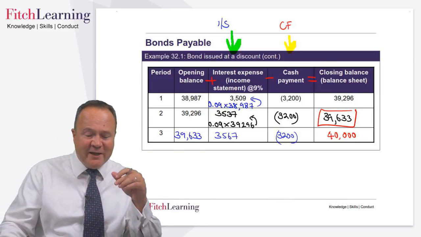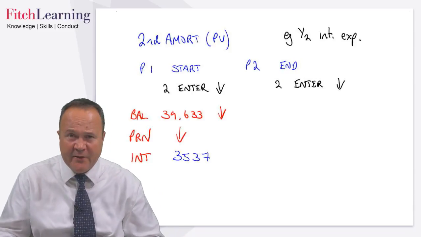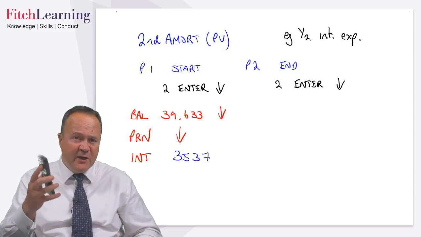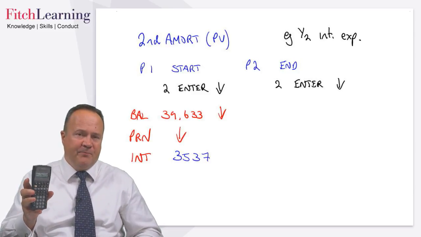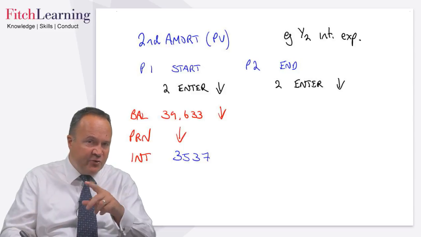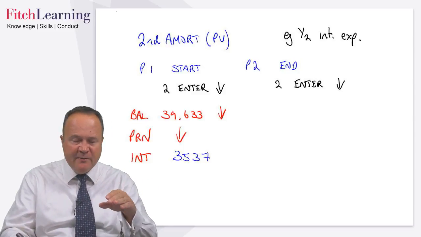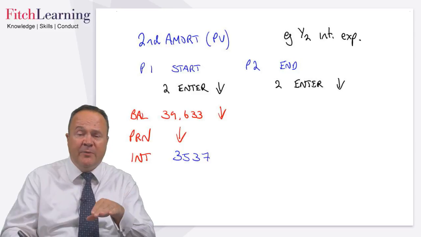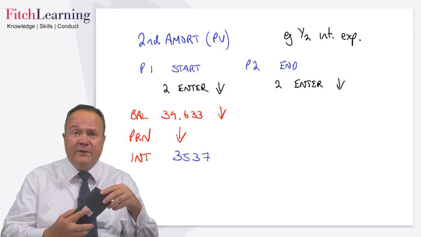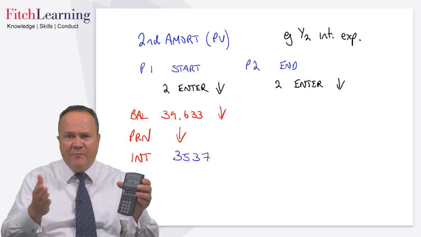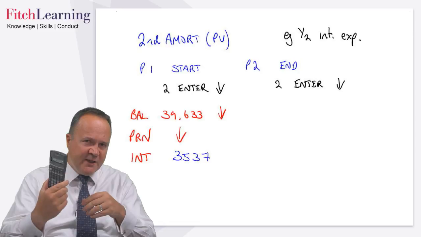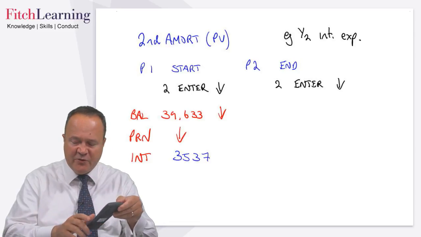So this amortization function, I think it's one of the best functions on the calculator. It can save you heaps of time, because what we did in the long method is great for 1 year or 2 years, but you're simply not going to be doing that for a 50-year bond. So if I asked you what's the interest expense for year 25, P1 25, P2 25, down, down, boom, there we are. So really, really important, get used to that amort function.